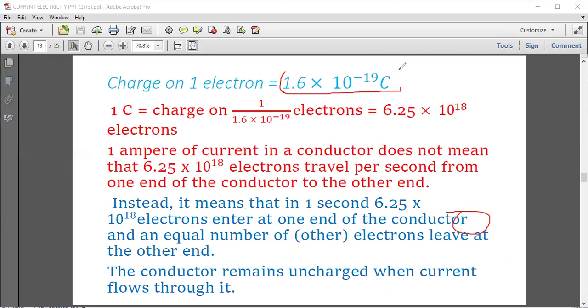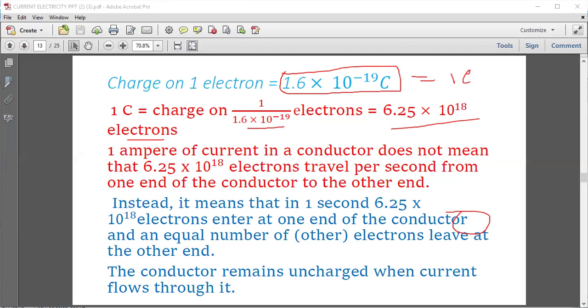1.6 into 10 to the power minus 19 coulomb means this much charge is equal to the charge on 1 electron. So 1 coulomb will be equivalent to how much? For 1 coulomb, we will divide by this value. So 1 coulomb equals the charge on 1 upon 1.6 into 10 to the power minus 19 electrons. Means this much number of electrons. Means 1 coulomb charge is equivalent to the charge on this much number of electrons.